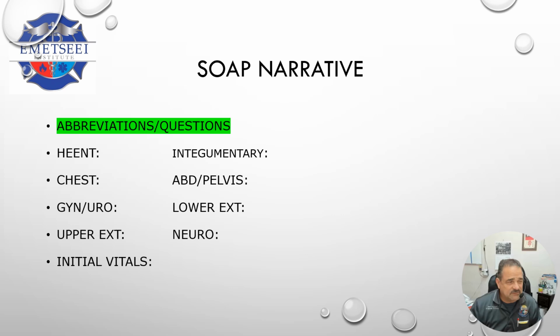All right, others: HEENT, head, eyes, ears, nose, and throat, integumentary, which is your skin exam, chest, abdomen, pelvis, GYN, URO, lower extremity, upper extremity, neuro, and initial vital signs. These are all pieces that we're going to use in our assessment. We have to describe each one of these areas. And what's really cool about it is that this gives us a roadmap for doing our secondary assessment. So really, really important stuff, very helpful as far as how we're able to organize our assessment.